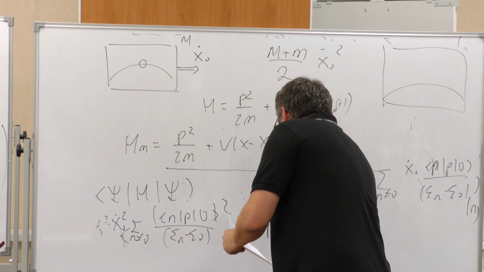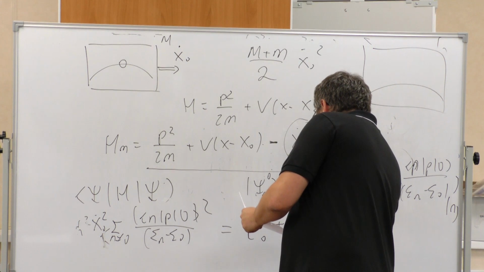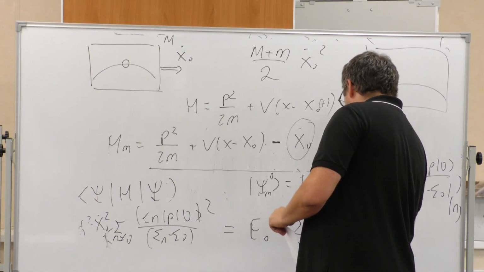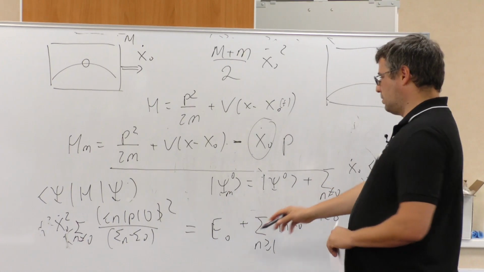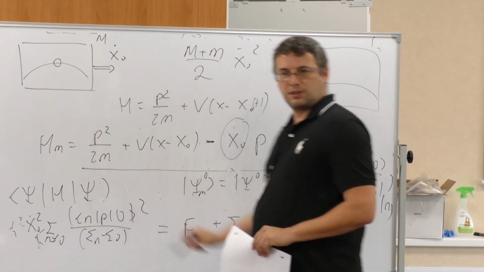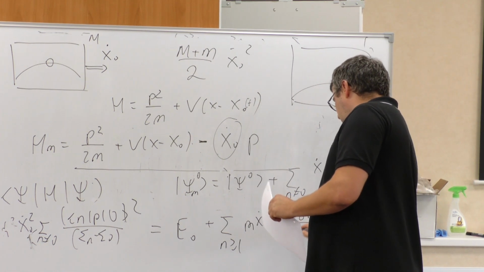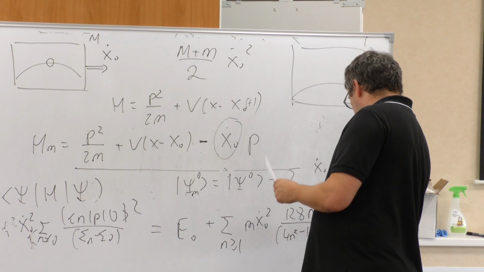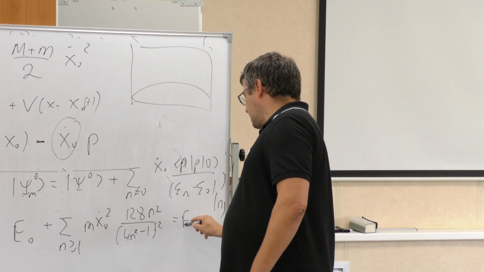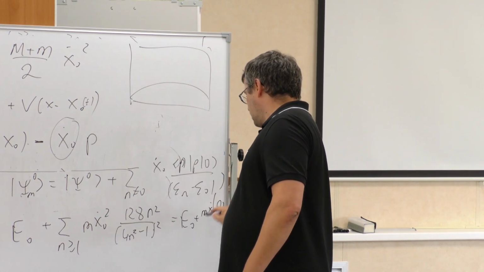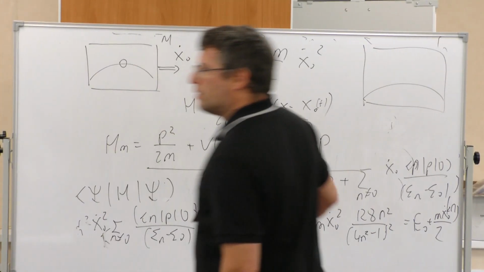So you will get, if you go through this algebra, you'll get, of course, sorry, E naught. And then you will get sum over n not equal to 1, well, m x naught dot squared. So all these matrix elements are very easy to compute. This is sine, this is derivative, this is another sine. You will get 128 n squared over 4 n squared minus 1 squared. So you'll get this fancy sum. And of course, you will get E naught plus m x naught dot squared over 2. So you'll get the right answer.